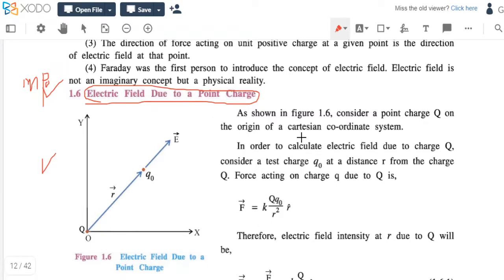So you see, as shown in figure. Here is my advice to you: for most of the theory in physics, you will probably start with this statement if you are not certain. As is shown in figure, something like that. As shown in figure, consider point charge capital Q on the origin of Cartesian coordinate system. So write down this theory in your notebook. As shown in figure.